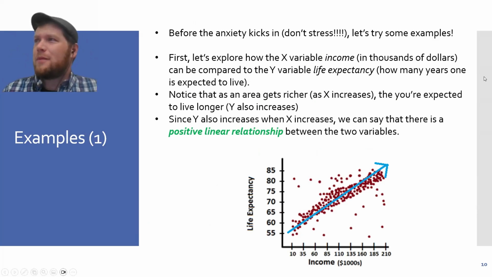Let's look at how the variable income in thousands of dollars could be compared to my variable of life expectancy, or how many years one is expected to live in a country or an area. If the area gets richer as X increases, it looks like you're expected to live longer. Y also increases. You can sort of make an arrow and see it goes in an upward trajectory. As X goes up, so does Y. Since y also increases when x increases, we can say there's a positive linear relationship between these two variables.